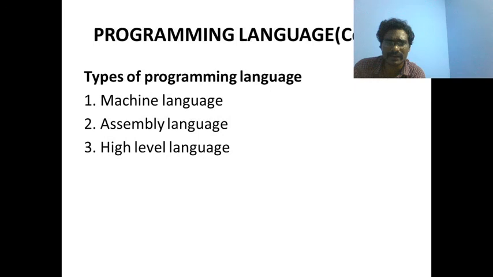Here we have three types of programming language: machine language, assembly language, and high level language. Machine language is usually read as zeros and ones. Assembly language converts your high level language to machine readable form. And high level language is what we use whenever we give the code.